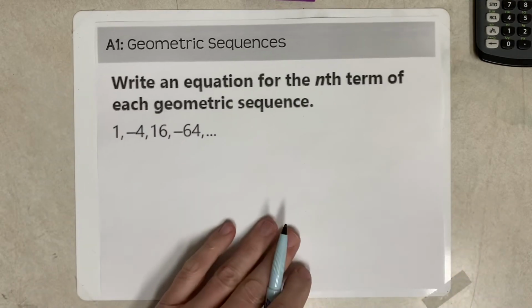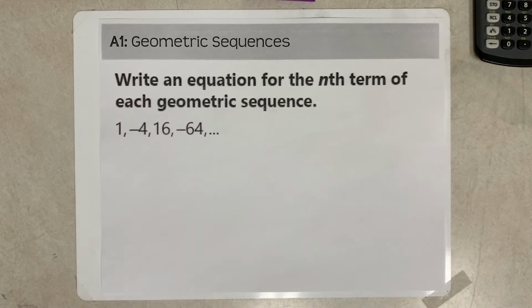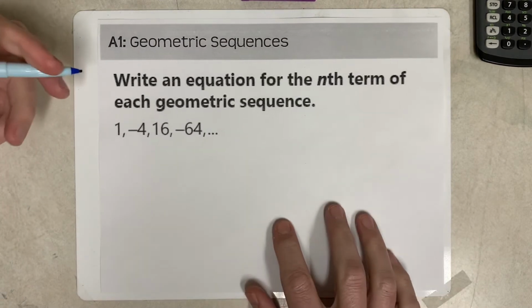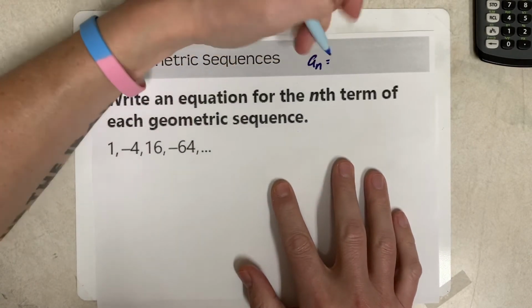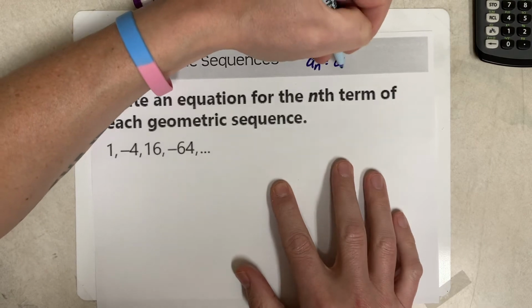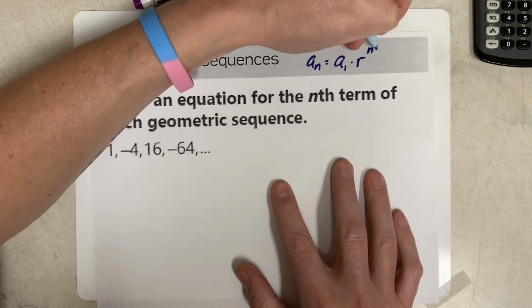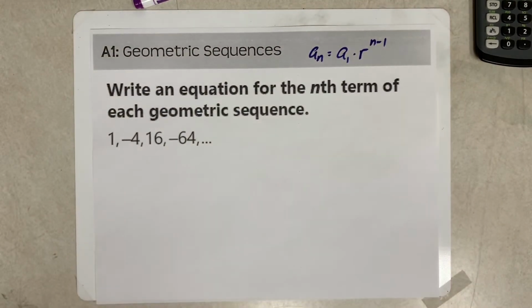All right, so here we go to a new type of problem. This one says to write an equation for the nth term of each geometric sequence. And so it goes 1, -4, 16, -64. So remember what it needs to look like. It needs to look like a sub n is equal to a sub 1 times r to the n minus 1, if you guys remember that.